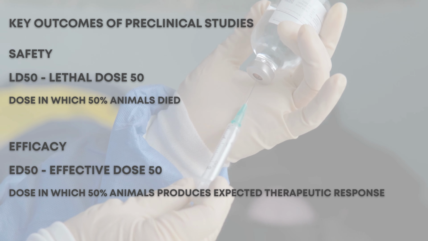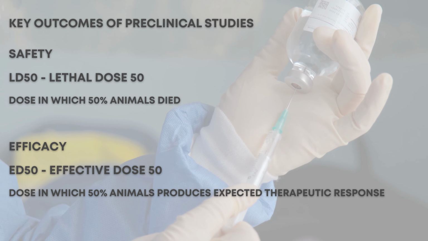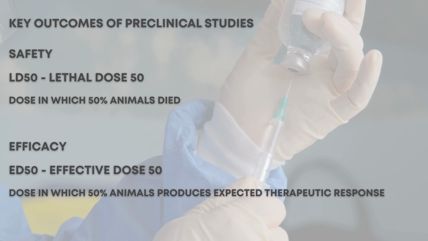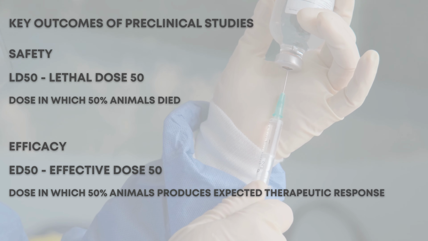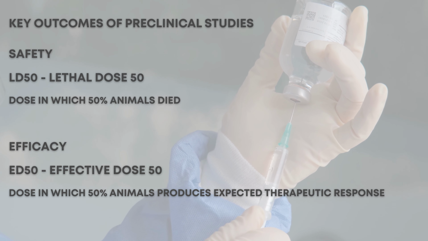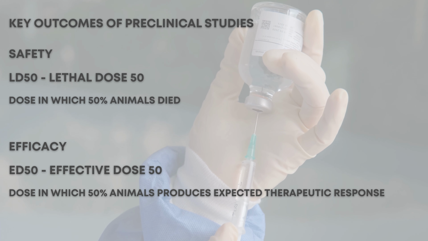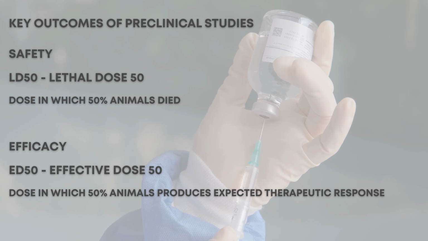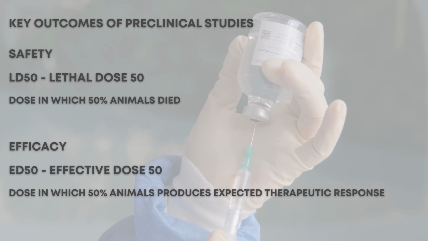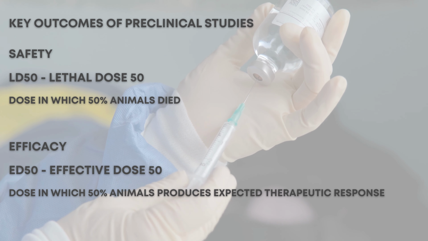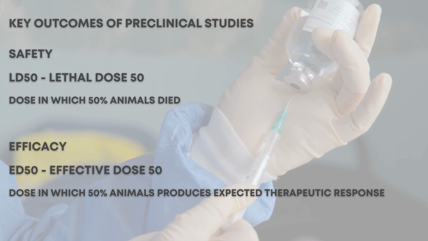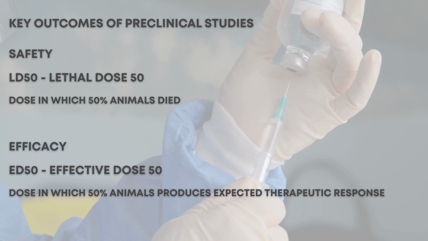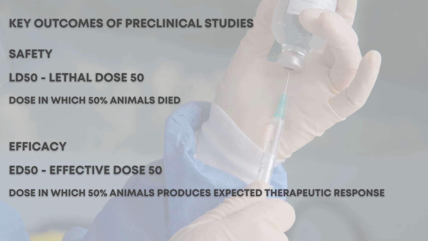Alright, we discussed the two models of preclinical studies. Let's see what the key outcomes of the preclinical studies are and their significance. As we discussed, safety and efficacy are the two main components of preclinical testing. For safety we will evaluate LD50, which is called lethal dose 50. The dose at which 50% of the animal population dies is called LD50. This is mainly used to fix the maximum dose for the human population.